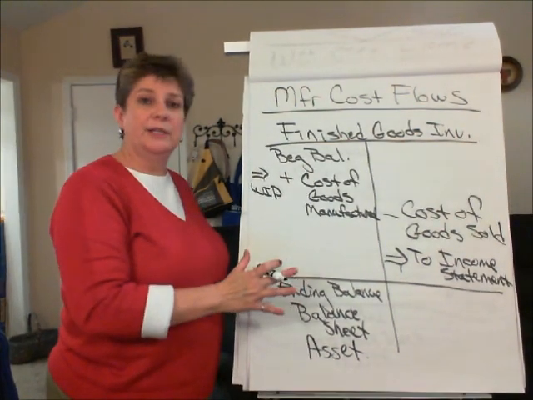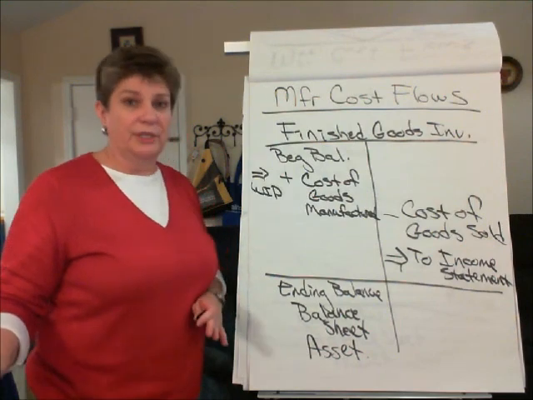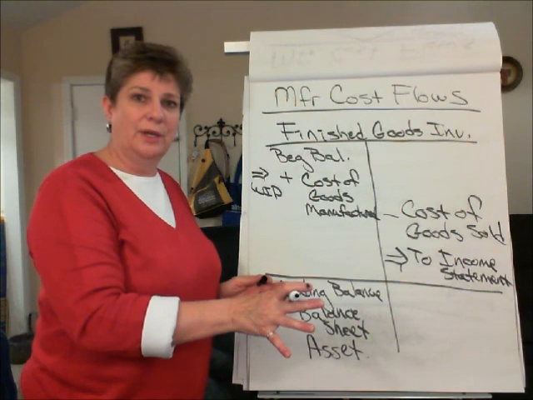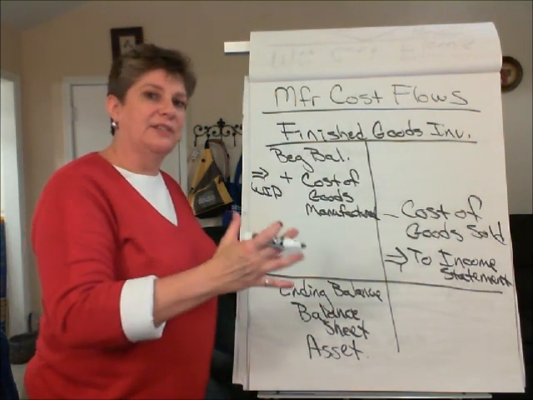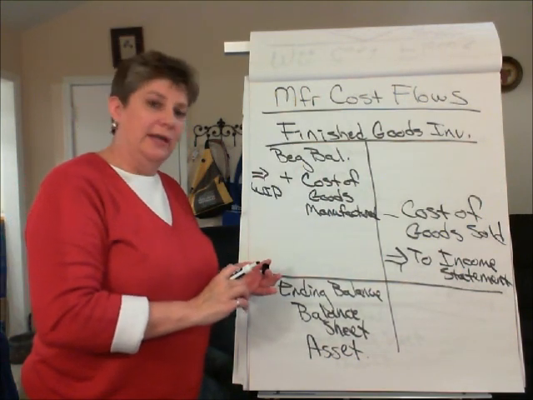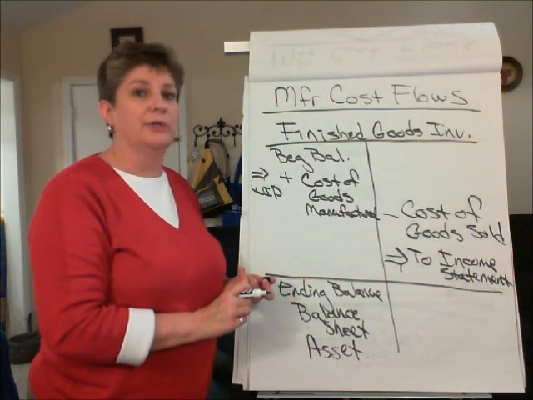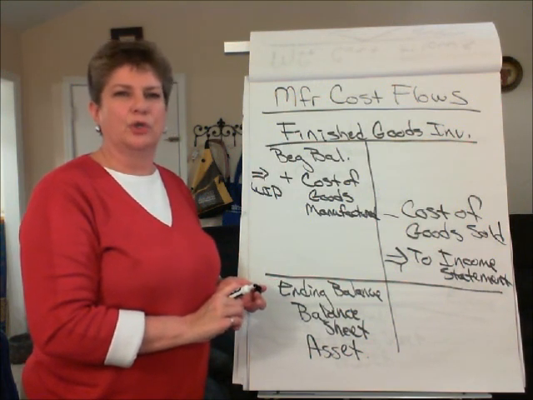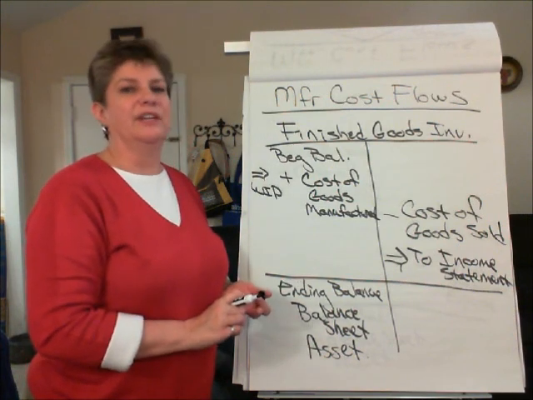And that completes the cost flows for a manufacturer. We start with raw materials. Those materials are requisitioned into production, and the costs are recorded in work in process inventory. In that same factory inventory account, we add the cost of labor to assemble the materials or convert the materials into a finished product. We add the indirect cost, manufacturing overhead, to the work in process inventory account.